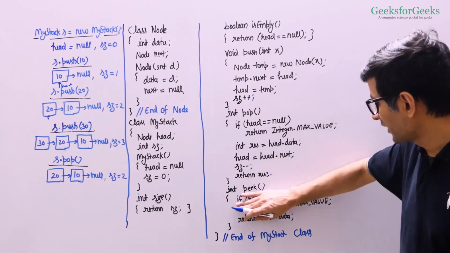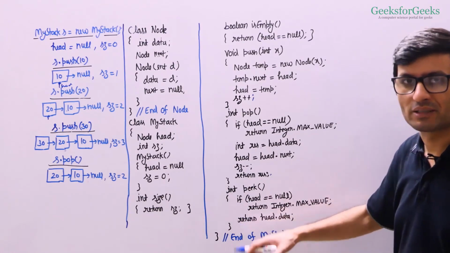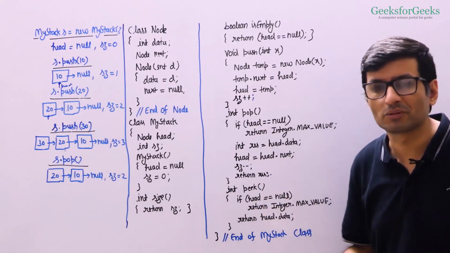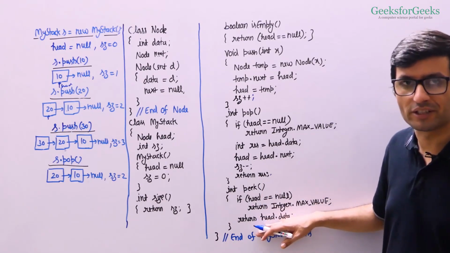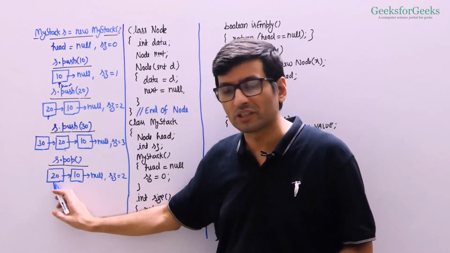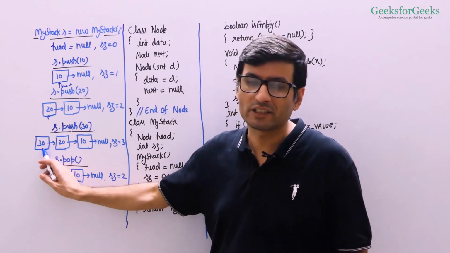And after handling the corner case, peek simply means get me the top of the stack, and top of the stack is head here because we are inserting and removing from the head. So I'm simply returning head.data. So this is peek implementation. If I call peek on this stack, I'll get 20. If I call peek on this stack, I'll get 30.